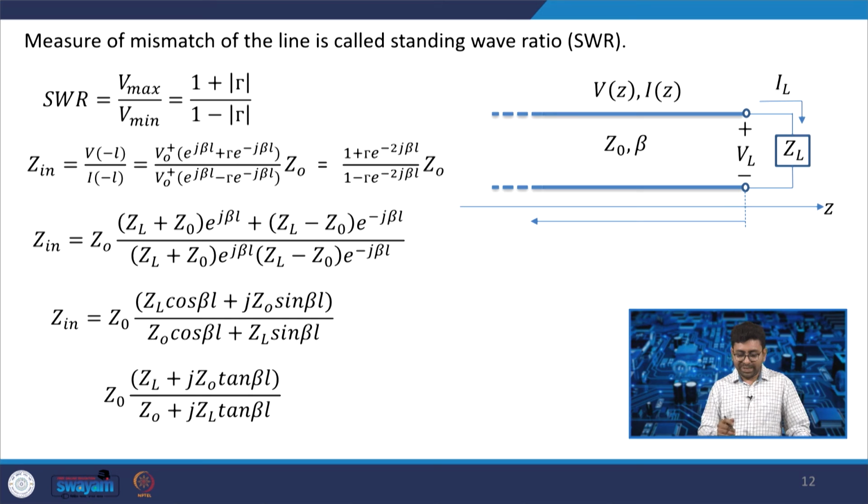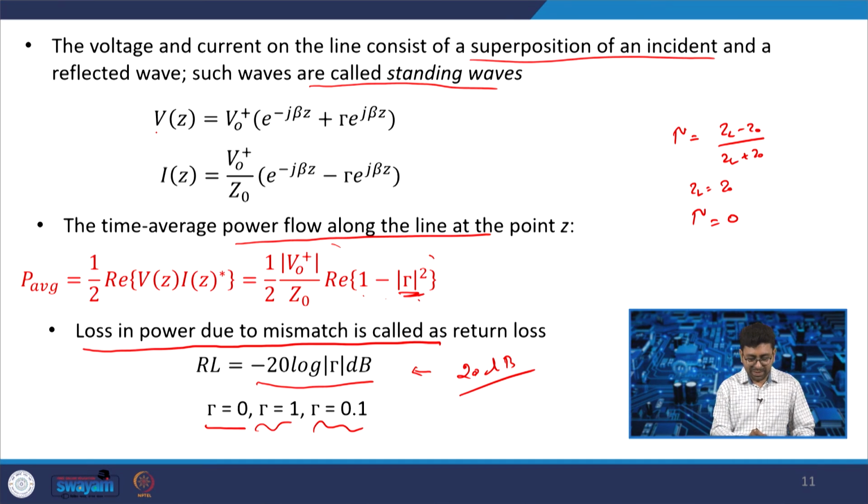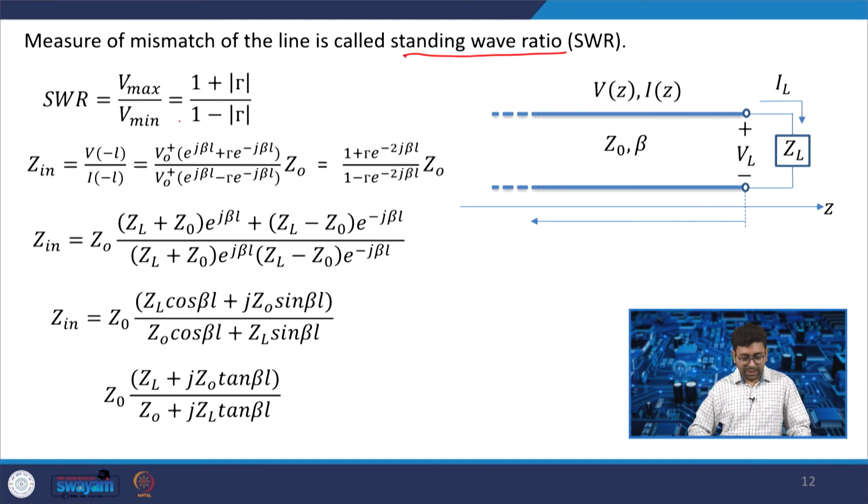We can also measure the standing wave ratio. Based on this equation, the maximum voltage Vmax is V0 plus times 1 plus gamma, and the minimum is V0 plus times 1 minus gamma. That is the standing wave ratio.